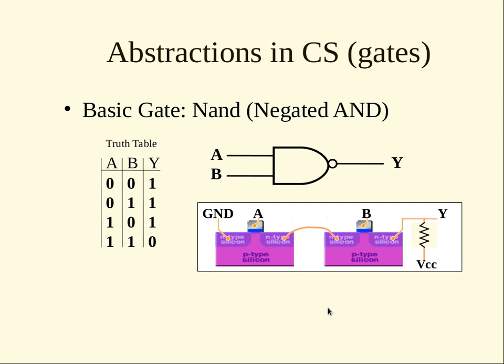So this is how you build a NAND gate with transistors. By the way, all circuits can be built with NANDs. So all processors are really just, one way to do it, a bunch of NANDs etched onto silicon.